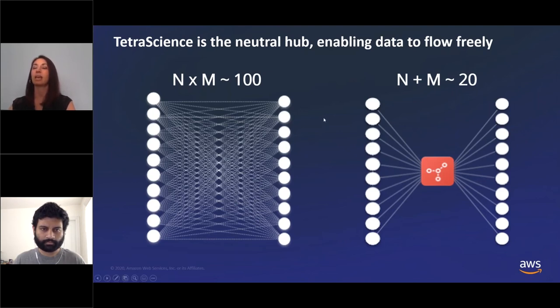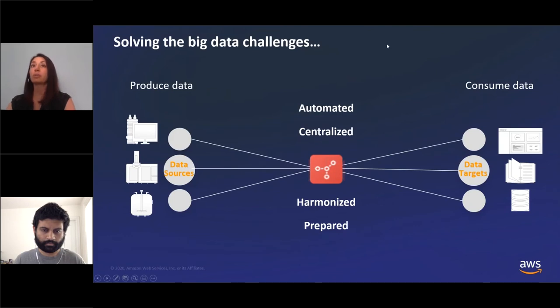And scientists and pharmaceutical and biotech companies ultimately can have the data they need in the place they want it with the right format so that they can unlock the power of AI and data science. And this approach solves all of those big data challenges. It automates the data collection. It centralizes everything in the cloud, of course, based on AWS in our case. It harmonizes it. And all of this means that your data is now prepared for data science and advanced analytics.